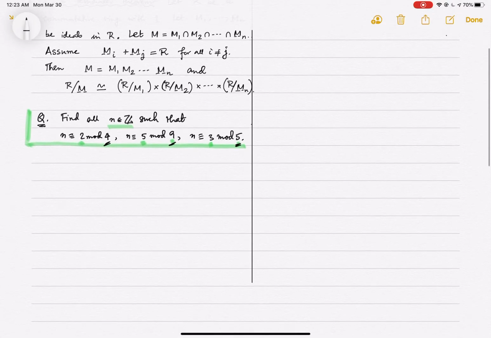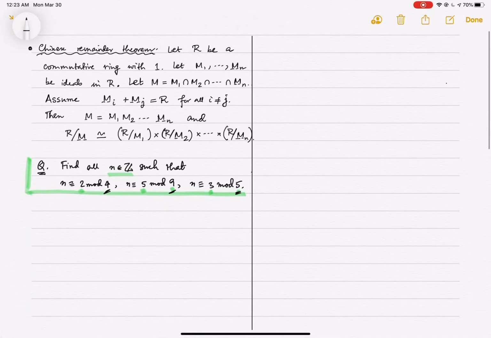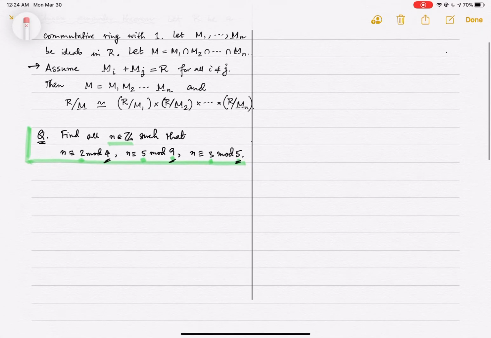Let's first, so I still have the statement up here. It says that if you have a commutative ring R and a bunch of ideals m1, m2, ..., mn in R, you let m be the intersection of these. So the key assumption is that these ideals are co-maximal, meaning the sum of any two of them is R. Then the intersection is the same as the product, and R mod m is isomorphic to R mod m1 cross R mod m2 cross ... cross R mod mn.